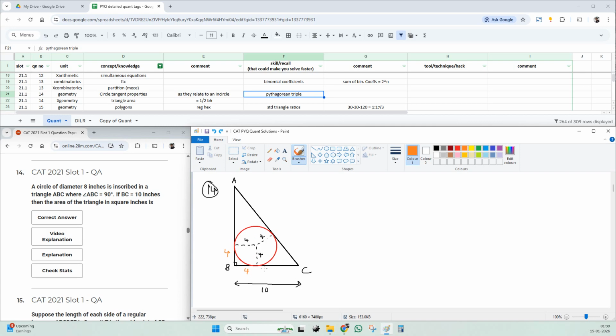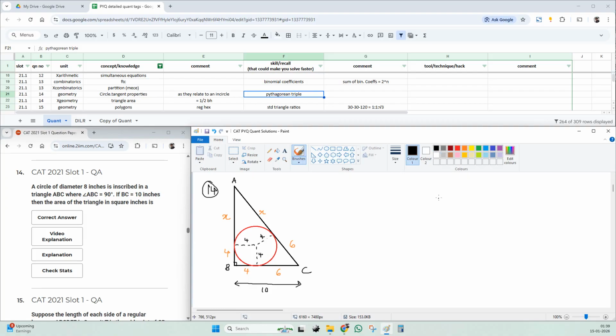Now what we can do is you can say that this is x. Let's scratch that. We know that BC is 10, so we can take this as 6. Now based on the tangent property that I mentioned, this portion is also going to be 6, and what you can do is you can say that this is x and this is x. Those two are going to be equal to each other as well.